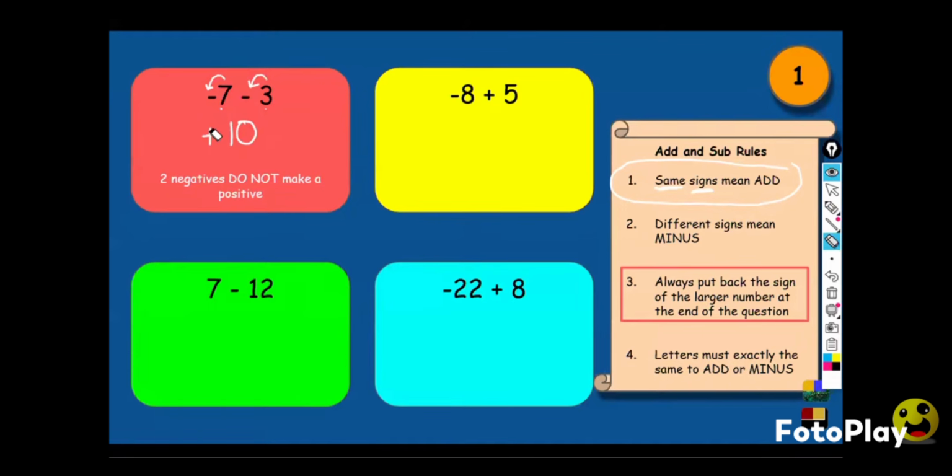According to the rules, right? Look at rule number 3. The rule people normally forget. When you finish either adding or subtracting, depending on whether the signs are same or different, what does rule 3 say? Always put back the sign of the larger value. Which one is larger, 7 or 3? 7. What sign does the 7 carry? Isn't the 7 carrying a minus sign? So you always put back the sign of the larger number at the end. So the final answer to that question is minus 10.